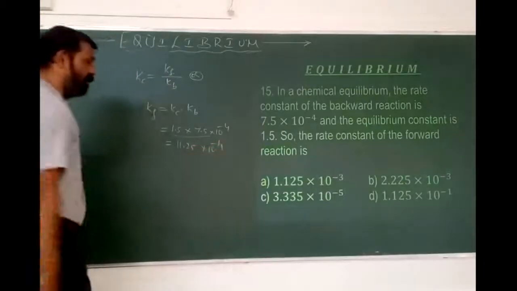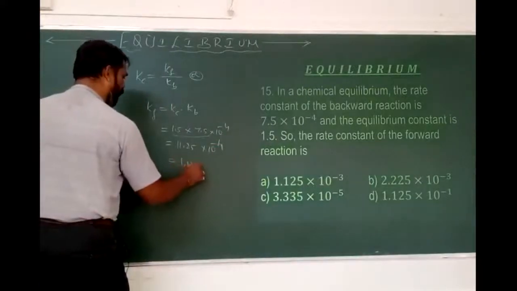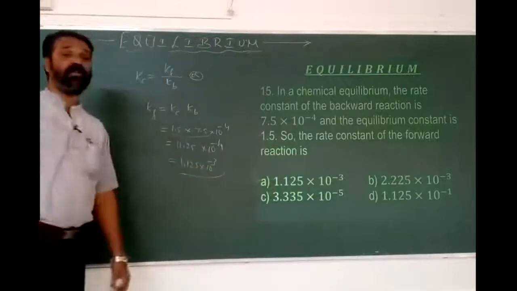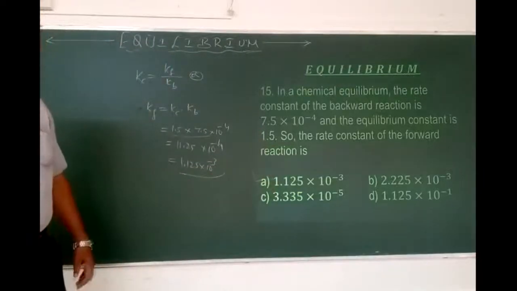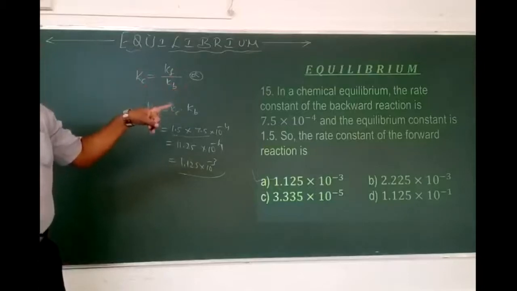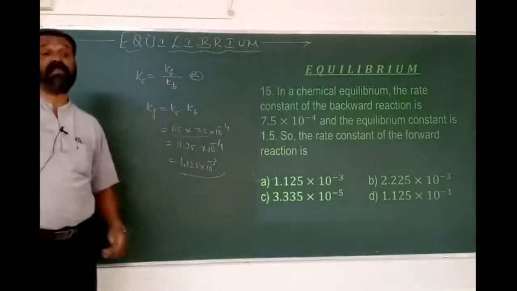So which is the answer here? I can write that in the form of 1.125 into 10 to the power of minus 3. Therefore, it is option A. It means that if the rate constant for the backward reaction is given along with Kc, we just have to find the value of the rate constant for the forward reaction.